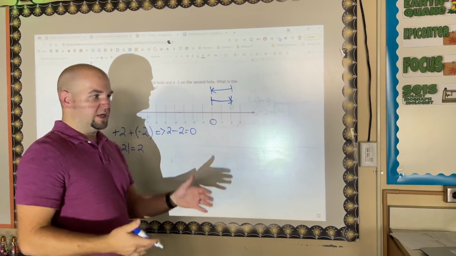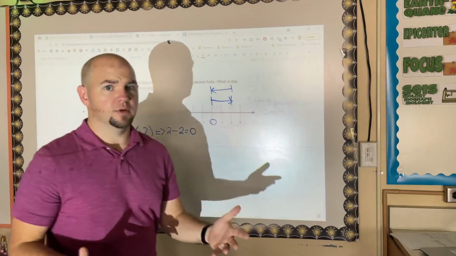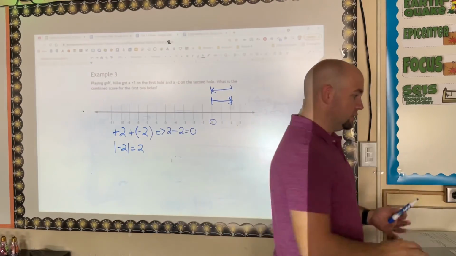And it's 0, so there's no positive or negative because it's a special number. It's not an even or an odd number, it's a special number.